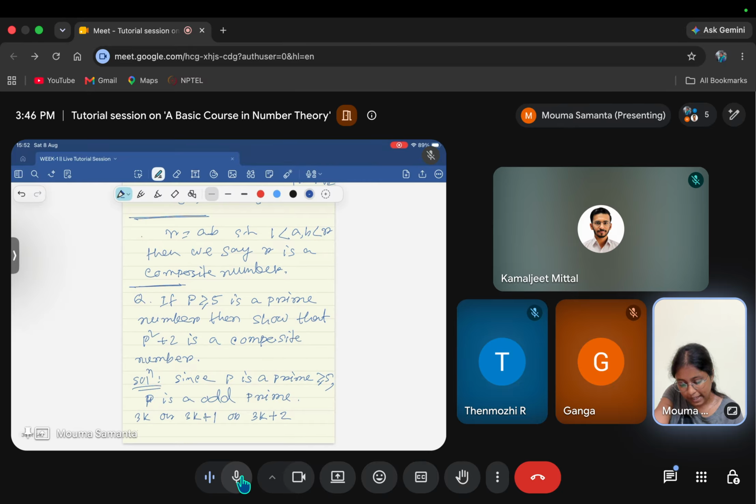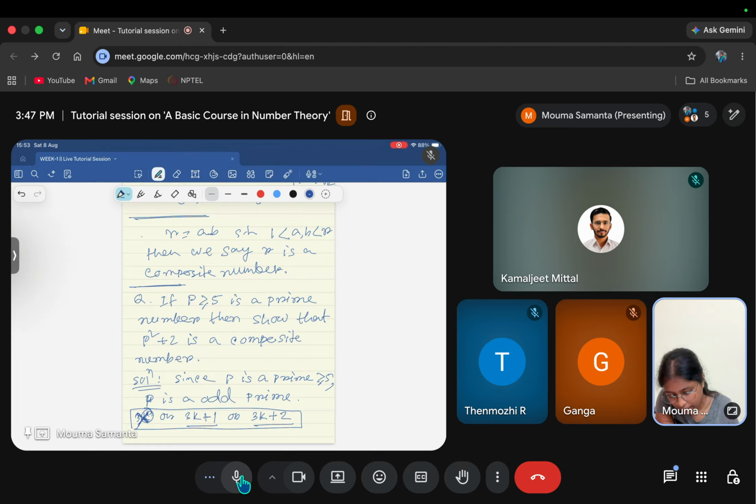Okay, so p can have one of these forms. Now if it is 3k, and if k is greater than 1, then this is a composite number. Now it is saying p is greater than or equal to 5. Since p is at least 5, p cannot be 3, that means k cannot be 1. Therefore we cannot consider this condition. So the only conditions left are that p can have the form 3k plus 1 or 3k plus 2.